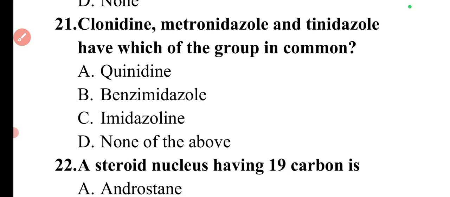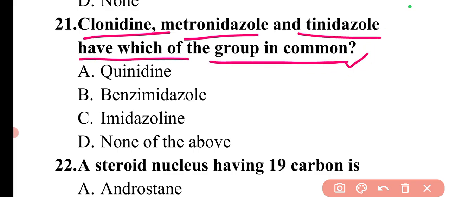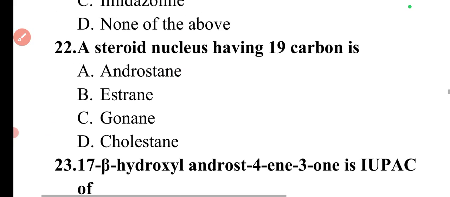Next question is: clonidine, metronidazole, and tinidazole have which group in common? So basically, clonidine, metronidazole, and tinidazole, these drugs have an imidazoline moiety in their structure. So here option C will be the correct answer.